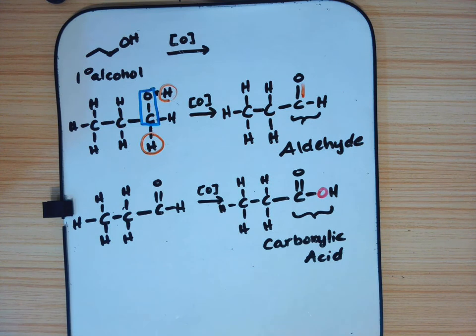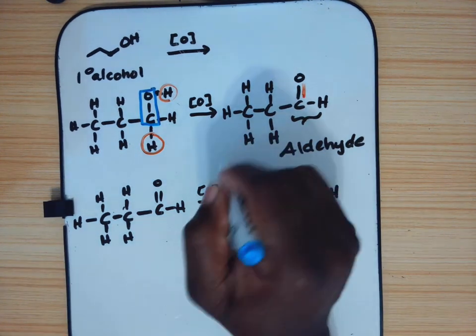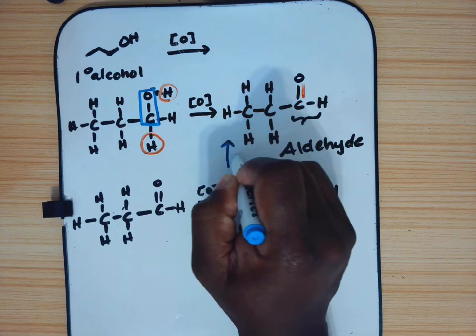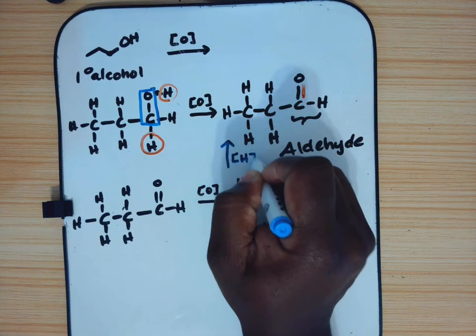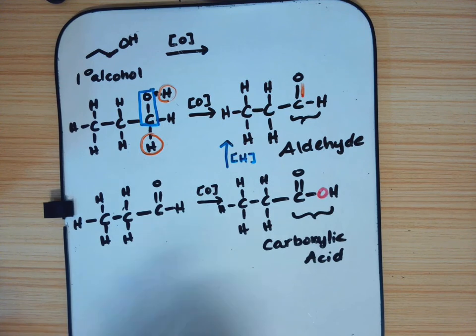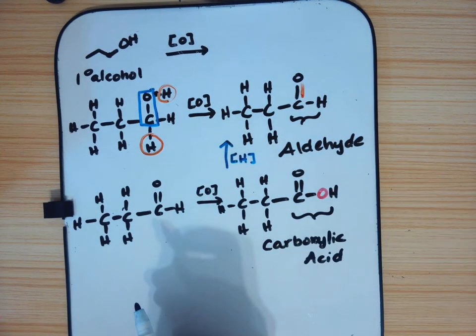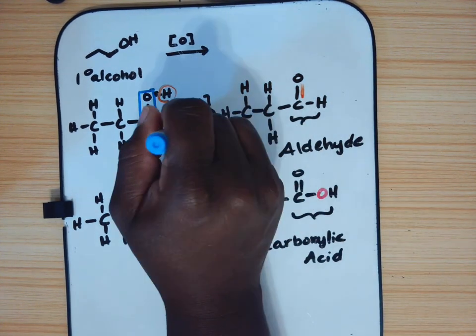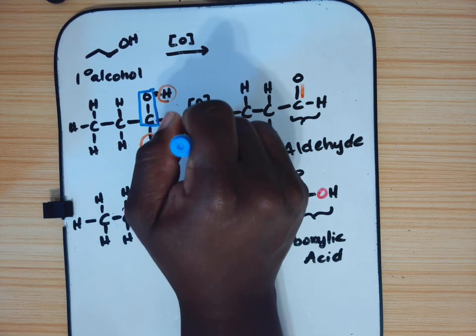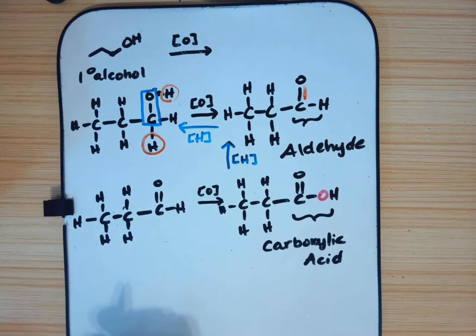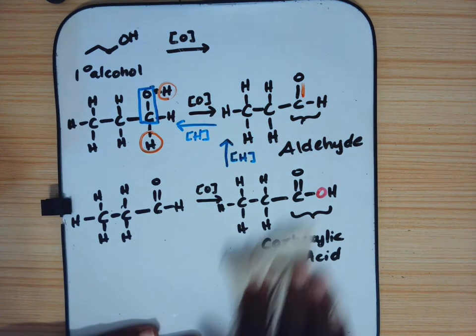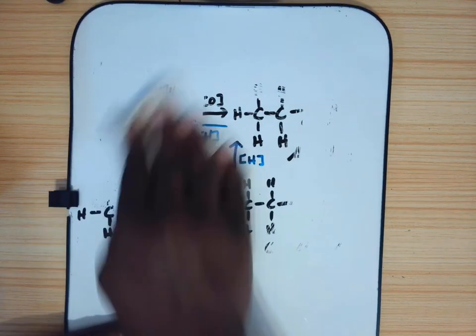If we went in the reverse direction, so if we went from this carboxylic acid to that aldehyde, that would represent reduction. So a carboxylic acid can be reduced to an aldehyde. The aldehyde can then be reduced to the primary alcohol. So that takes care of primary alcohols. But we know not every alcohol is primary. So let's see what happens if we have a secondary alcohol.